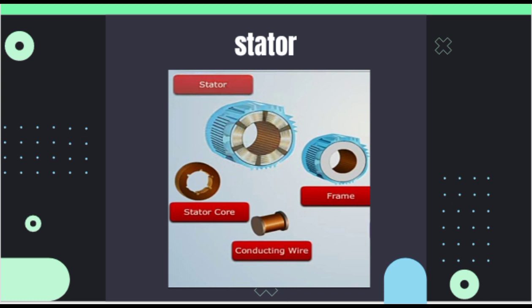Conduction wire is made of copper wire and is used to form the static coil, and the frame is made of close-grained alloy cast or fabricated iron. Its outer surface has cooling fins in order to increase the heat dissipating area without increasing the overall diameter. It gives support and protection to the other parts of the motor.